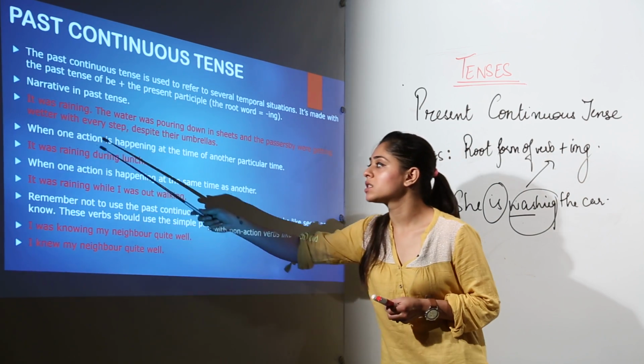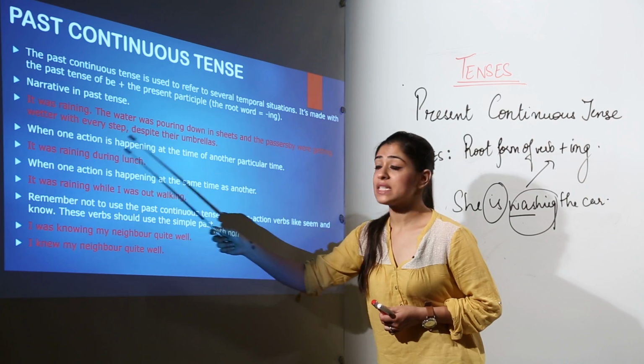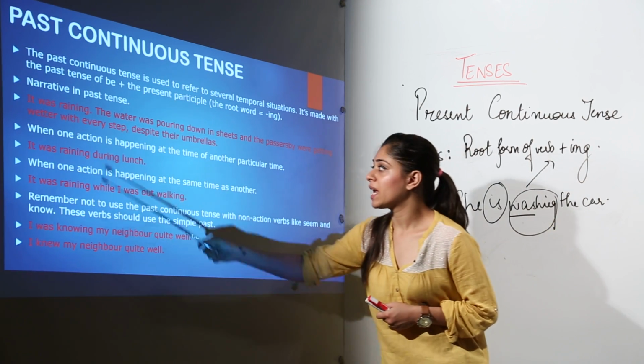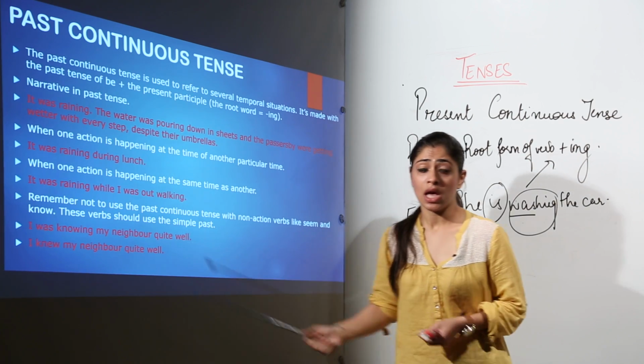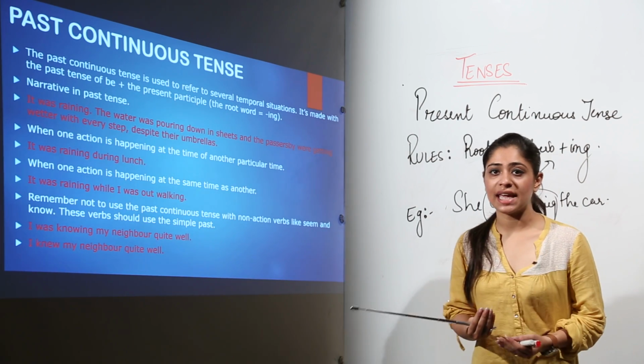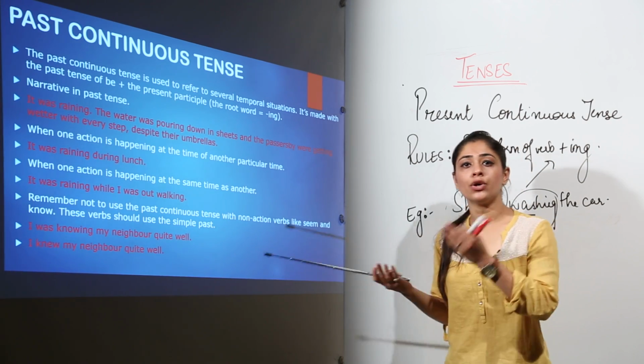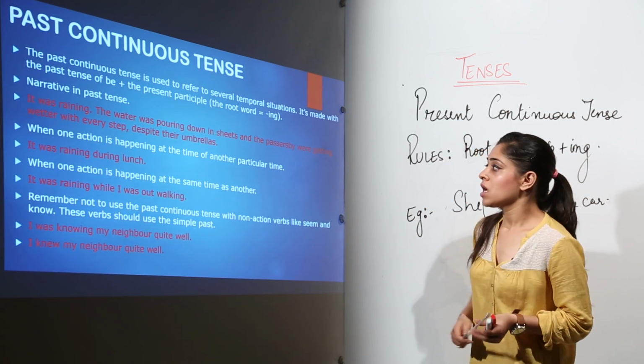Now, we have situations also where we can imply past continuous tense. Let's look at the situations. When one action is happening at the time of another particular time. For example, it was raining during lunch. Now, it is raining. One action is taking place and for another set of time. That is, during lunch time, it was raining.